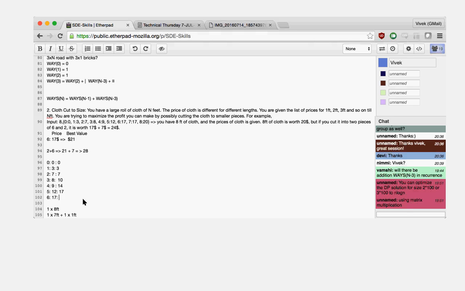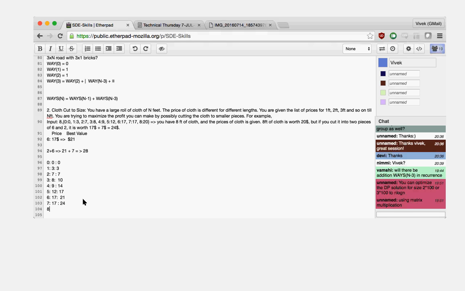If it's 5 plus 1, it's 20. If it is 3 plus 3, it is 20. If it's 4 plus 2, it's 21. So 6's best value is 21. Right. For 7, the price is 17. If you do 6 and 1, it is 24. If you do 5 and 2, that is also 24. If you do 3 and 4, it is also 24. So the best value is 24.